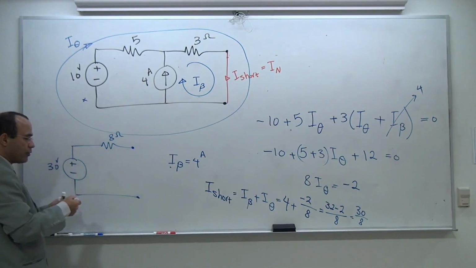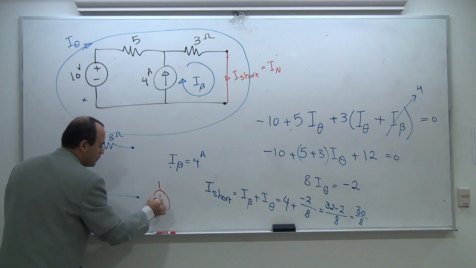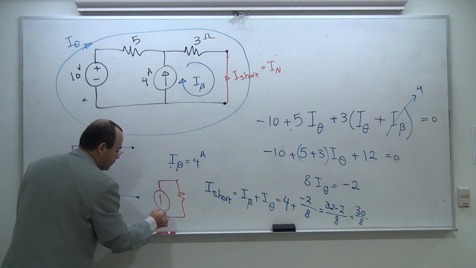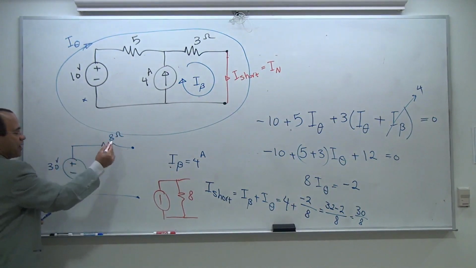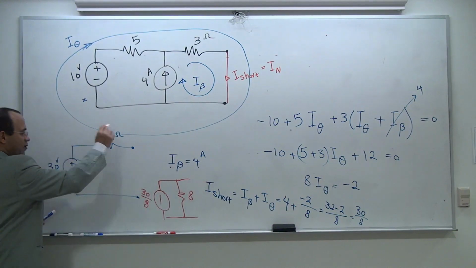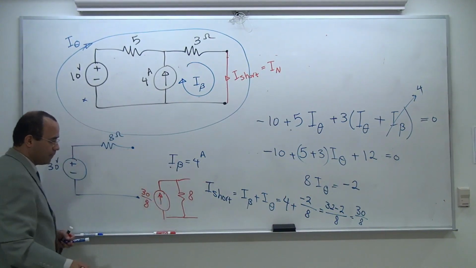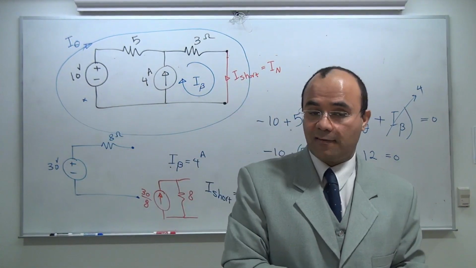How do you get your Norton? Your Norton is going to be a current source and a resistor. The resistor is obviously the same, no change, and the current would be 30 divided by 8. And since this goes this way, it has to go this way. 30 divided by 8.